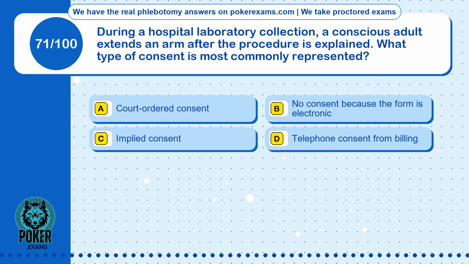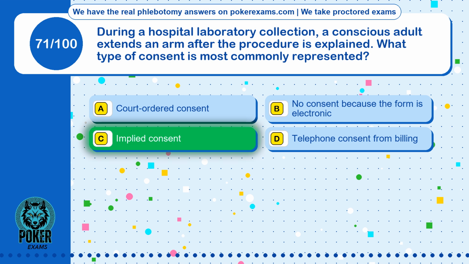Question 71. During a hospital laboratory collection, a conscious adult extends an arm after the procedure is explained. What type of consent is most commonly represented? Option A. Court-ordered consent. Option B. No consent because the form is electronic. Option C, implied consent. Option D, telephone consent from billing.